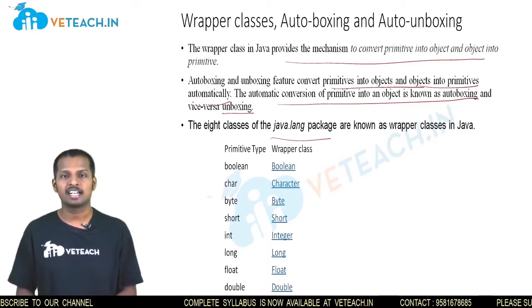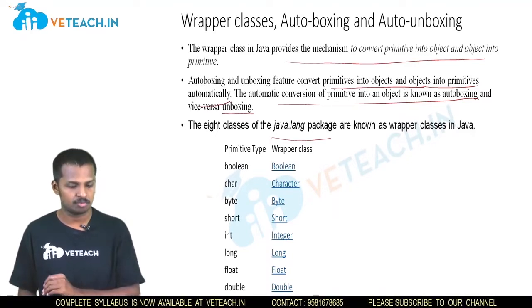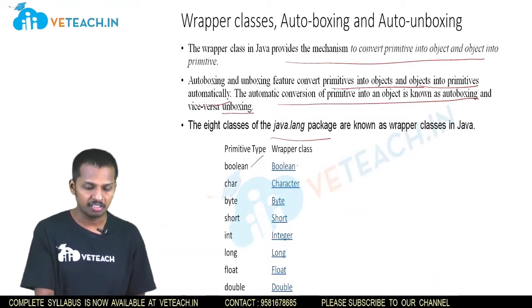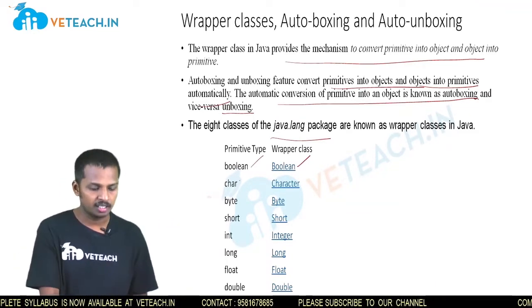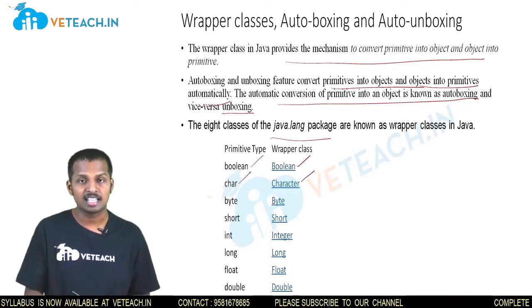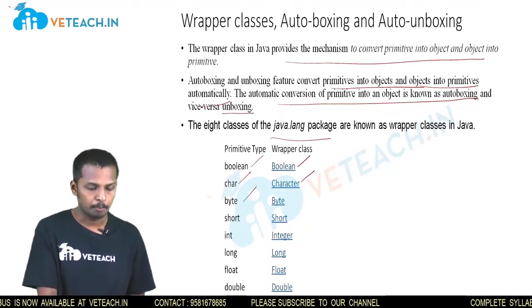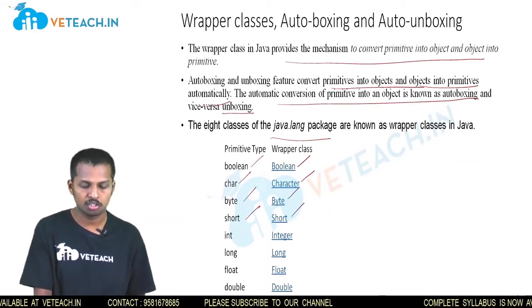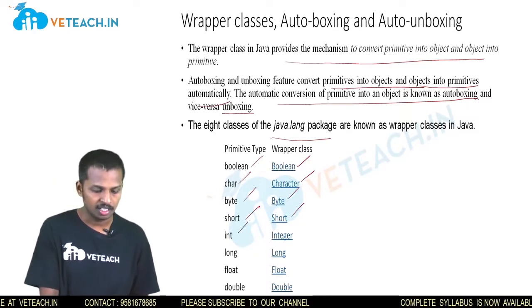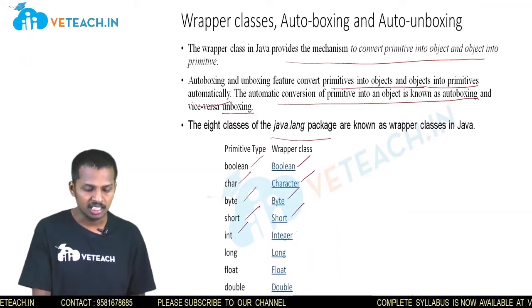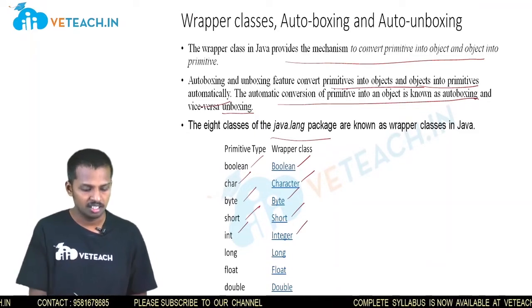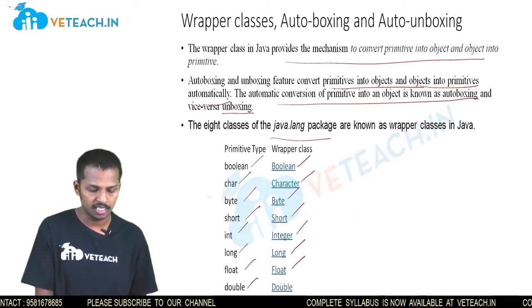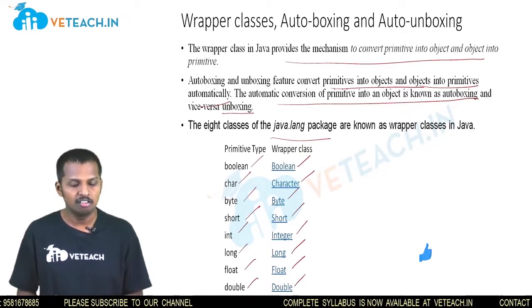So let's see the wrapper classes relevant to each data type. The first primitive data type is boolean, and the relevant wrapper class is Boolean. Data type char, wrapper class Character. Byte, primitive data type, Byte wrapper class. Short is the wrapper class for short. Int is the primitive data type, Integer is the wrapper class. Long. Float, double, and Double is the wrapper class.